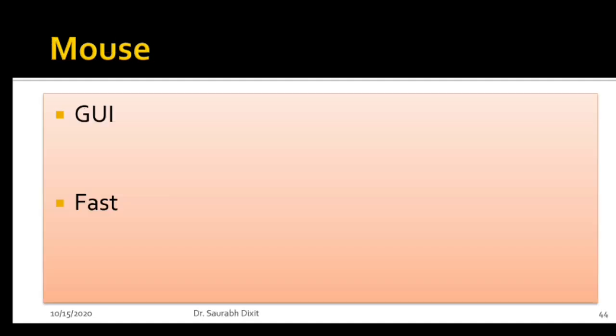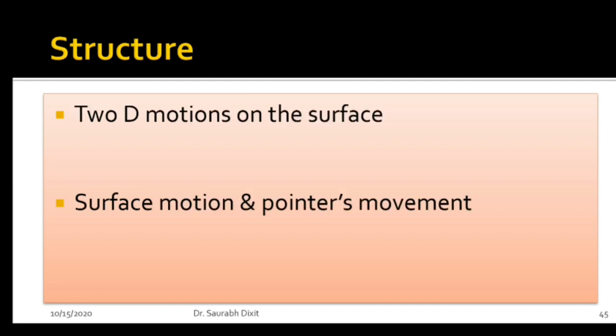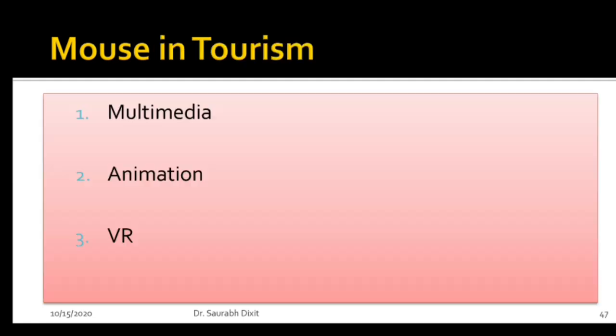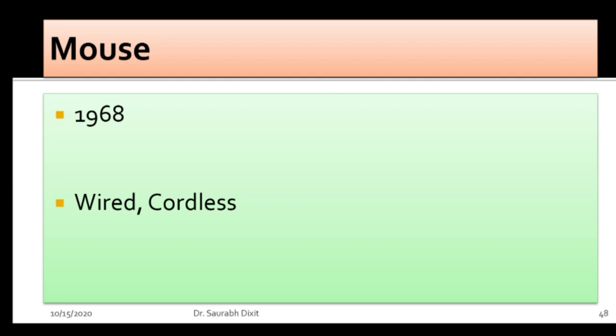Now let us discuss the mouse. The mouse is used for graphical user interface and for fast working. Two-dimensional motion on a surface can be translated with the help of the mouse and the pointer's movement. Traditionally the mouse is a ball-based device, but nowadays light-based mice are used. The mouse is used with multimedia, animation and virtual reality applications. The mouse was first introduced commercially in 1968.